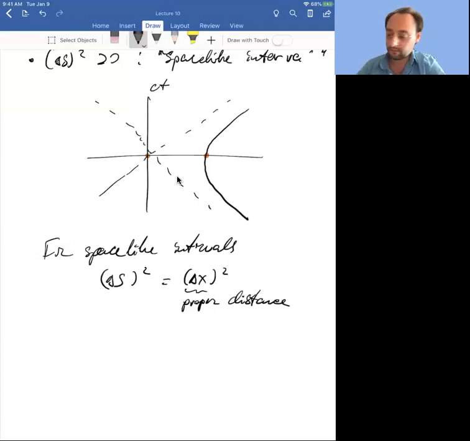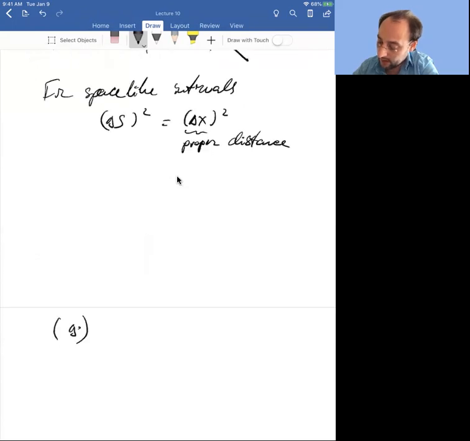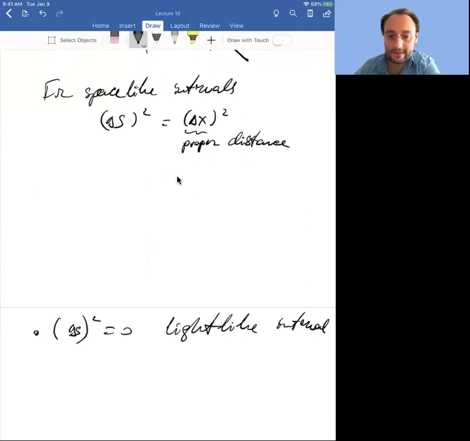And finally, there is this thing, and this is called light-like interval. Well, you can see where that name comes from. That name comes from the fact that we get this for two events that are connected by a signal traveling at the speed of light.